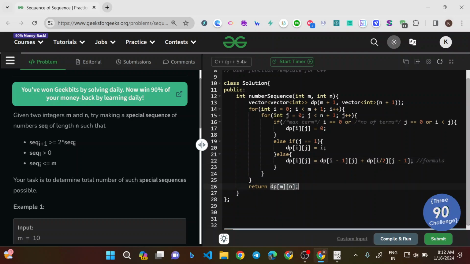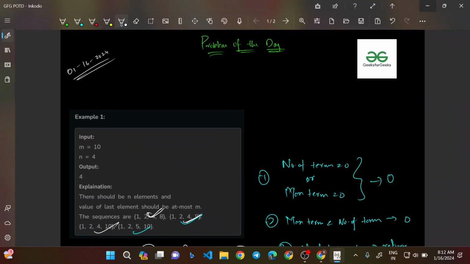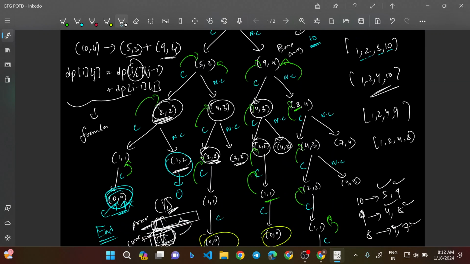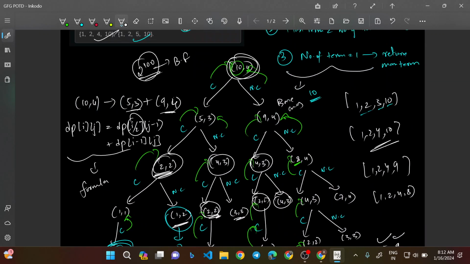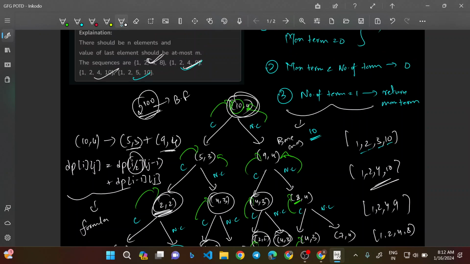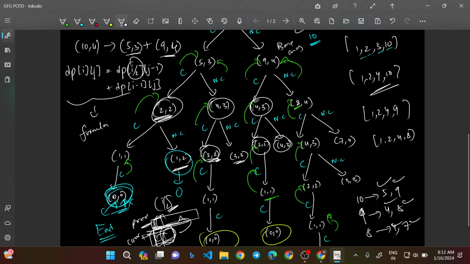And finally return dp of m of n. So what is m? m is actually 10 and n equal to 4 in the example that we have taken. So what does that dp state denote? The number of sequences that can be formed by putting 10 as the maximum term, using 4 as the number of terms in the sequence. So that is what the dp state is defining, which is pretty evident from this itself. I've already worked upon that. So 10 comma 4 depends on 5 comma 3 and 9 comma 4. Consider or not consider, only two cases. That's how we have evaluated the whole thing.